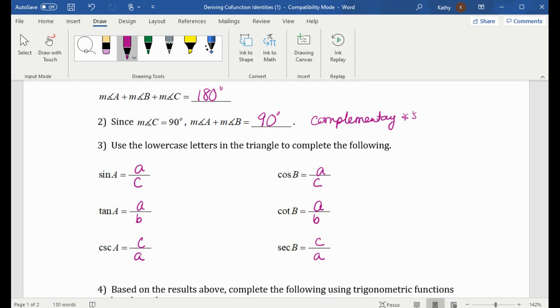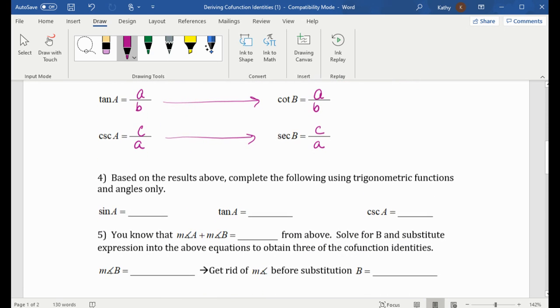Okay, so we have those three ratios, and what do you notice? Hopefully you see that the sine of A and the cosine of B create the same ratio, the same fraction. Same thing with tangent of A and cotangent of B. Different angle, but same ratio. And cosecant of A and secant of B, again different angles, complementary angles, will generate the same ratio.